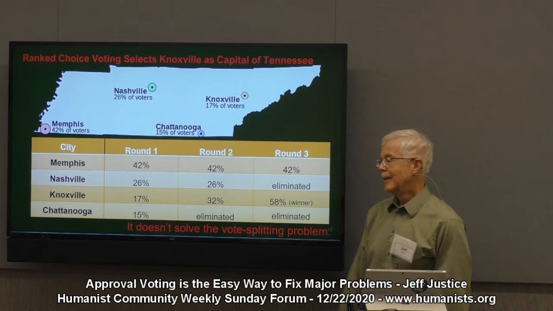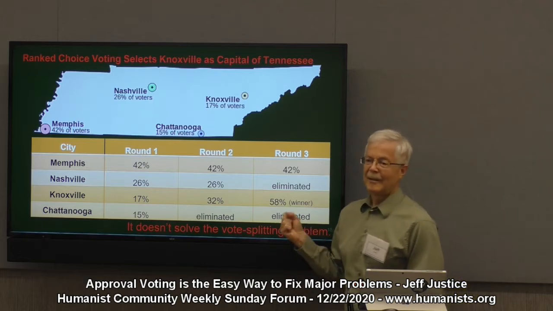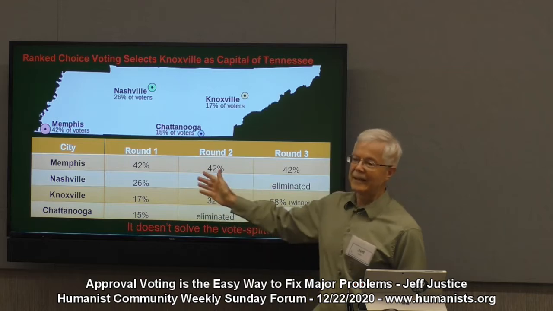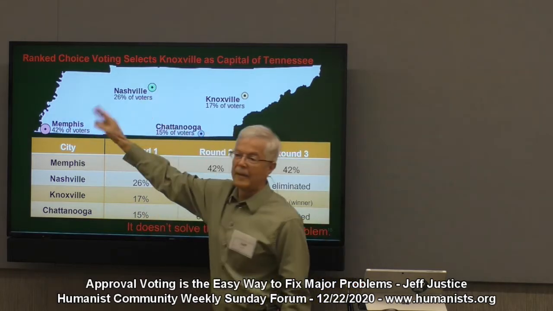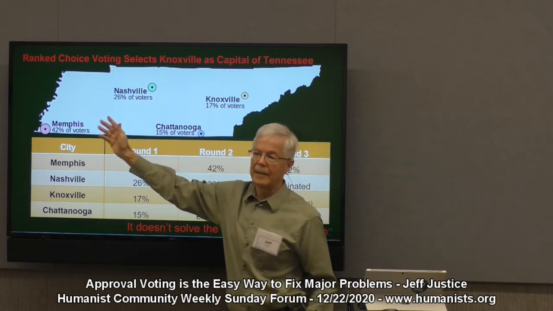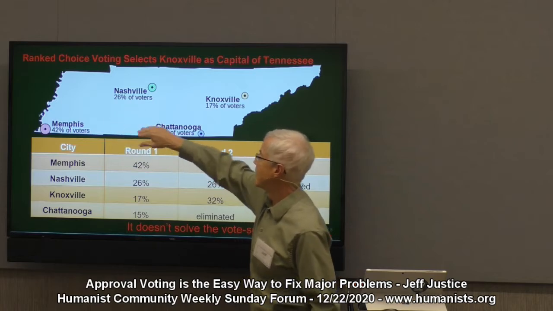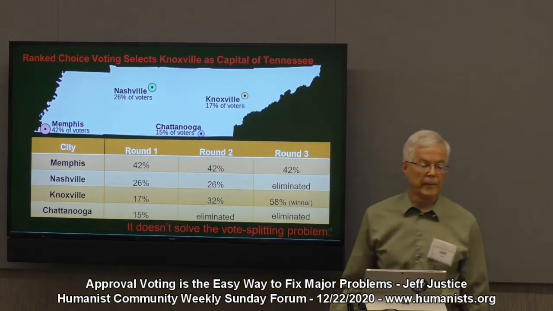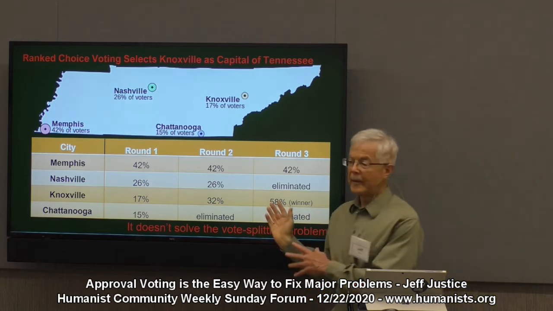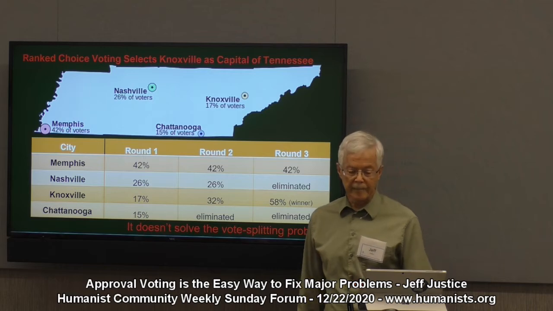So that took 3-4 minutes to understand. A lot of people don't go through that. They think that this solves vote splitting. But basically what happened is that Nashville and Memphis split in the middle, and the system keeps rolling through, and it ends up with Knoxville being the capital, the winner. And there's similar analyses that show that ranked choice doesn't solve the spoiling problem either.